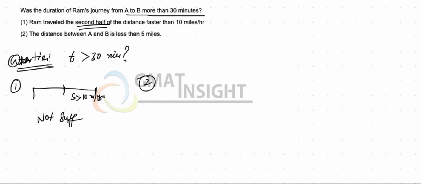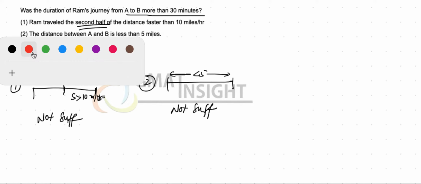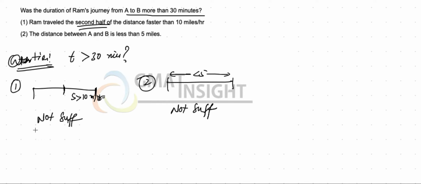Now let's look at the second statement. The distance between A and B is less than 5 miles. The moment we know that the total distance is less than 5 miles, we have no idea about the speed, so this information in isolation also is clearly not sufficient. Now we have to combine the two statements and see what exactly comes up as a result.